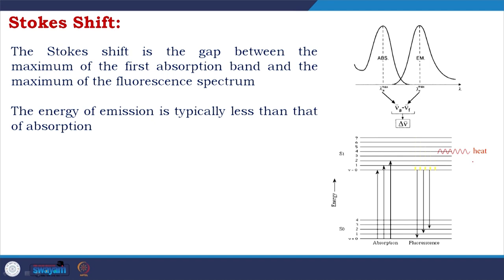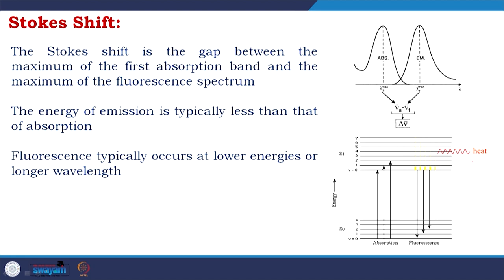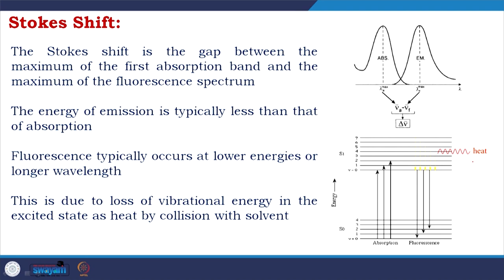Fluorescence typically occurs at lower energies or longer wavelengths. This is due to loss of vibrational energy in the excited state as heat by collision with solvent. If you see, there are vibrational states. When it travels from one excited state to another, it loses vibrational energy, going from the higher vibrational state to the lower vibrational state. That is why it loses energy, and that is why emission typically occurs at lower energy.